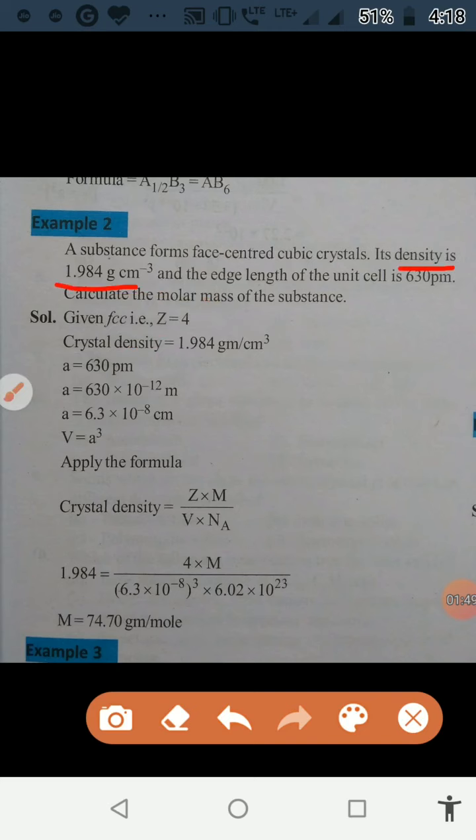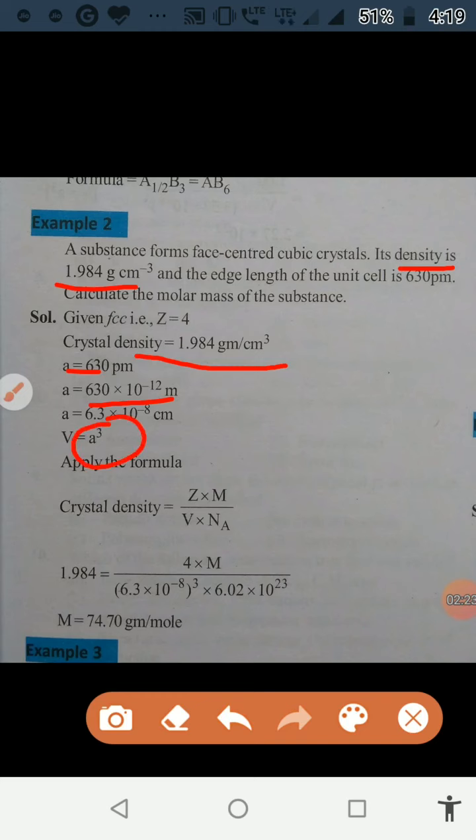the crystal is given, which is equal to 1.984 gram per cubic centimeter. The edge length of the unit cell is 630 picometer. Pico stands for 10 to the power of minus 12 meter, so 630 into 10 to the power of minus 12 meter. For the convenience of our calculation, we will write it as 6.3 into 10 to the power of minus 8 centimeter. That is because we have to get the cube of A.